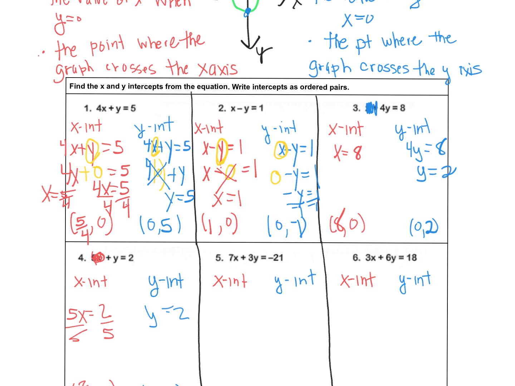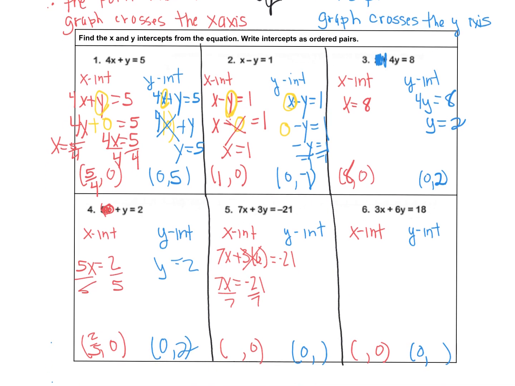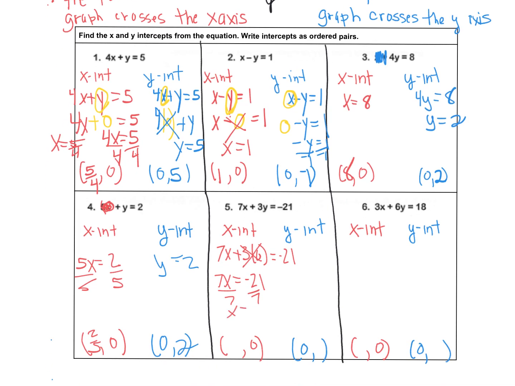Let me do one over here, which is just using all the steps like we did in numbers 1 and 2. If we're looking for the x-intercept, we're going to do 7 times x plus 3 times 0. We're letting y equal 0 to find the value of x. And then this 3 times 0 is 0, which is gone. 7x equals negative 21. Divide both sides by 7. And that is going to give us an answer that x is equal to negative 3. And that would be the point (-3, 0).